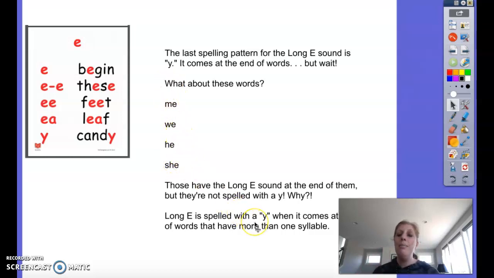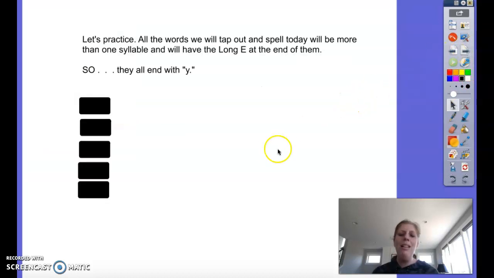But if a word has more than one syllable, like candy, has two syllables, can and D are the two syllables, then it has a Y at the end, okay? So now let's practice. All the words we will tap out and spell today will be more than one syllable and they'll all have the long E sound at the end of them. So they're all gonna end with Y.